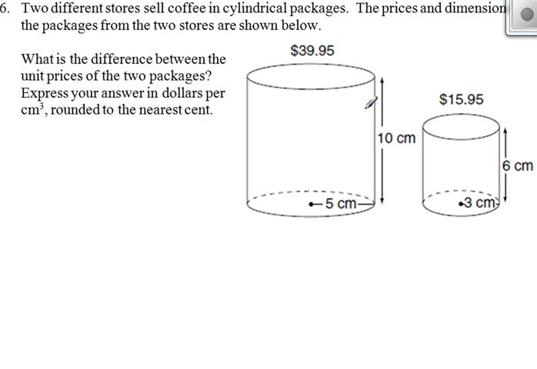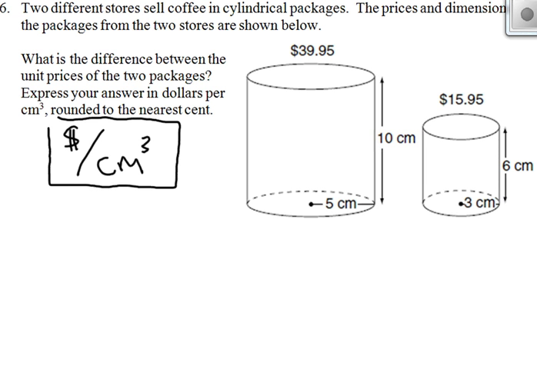Two different stores sell coffee in cylindrical packages. The prices and dimensions of the packages from the two stores are shown below. What is the difference between the unit prices of the two packages? Express your answer in dollars per centimeters cubed. So I write this down because maybe I'm not sure what else to do, but I know I need to somehow compare dollars to centimeters cubed. And of course, when I write centimeters cubed, my brain says, oh, that means it's a volume question.